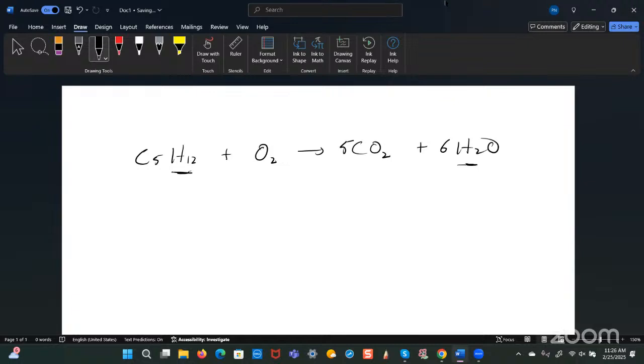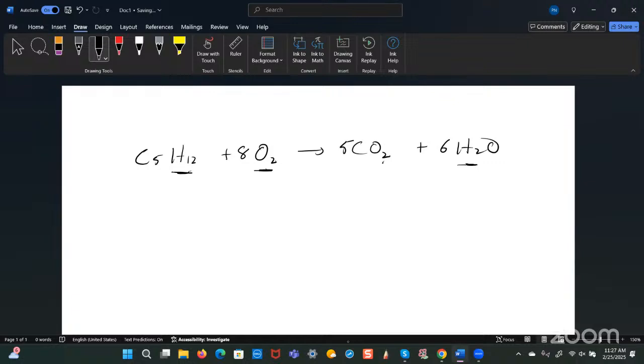So now, the only other element left is oxygen. Based on what we have here, we have 2 oxygens on the left, and over here we have 10 plus 6, 16 oxygens. So how would you balance the oxygens in this case? We have 2 on the left, 16 on the right. Okay? Yeah, correct. And that's it.